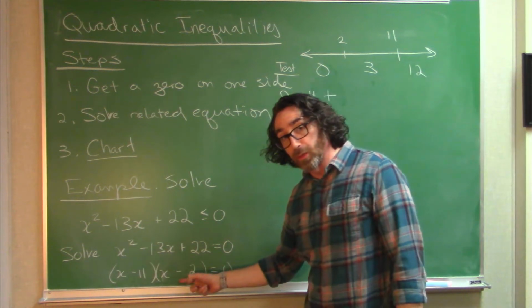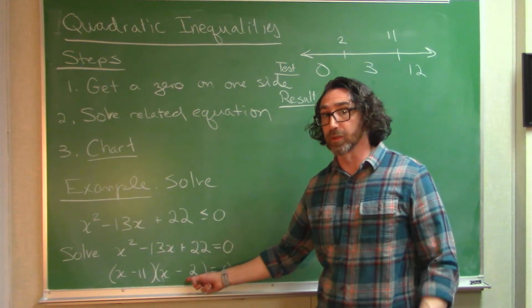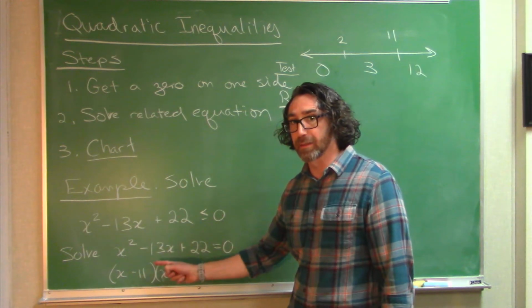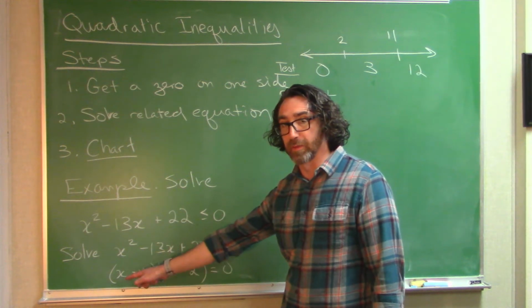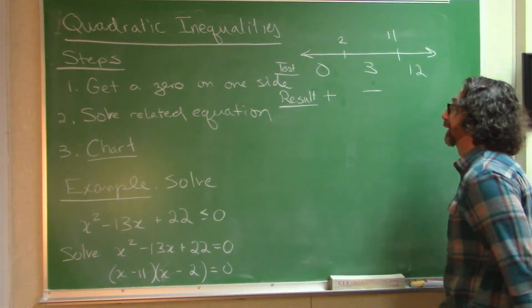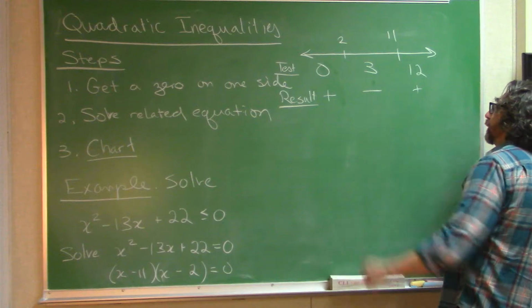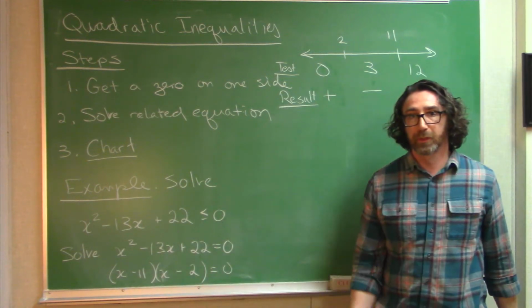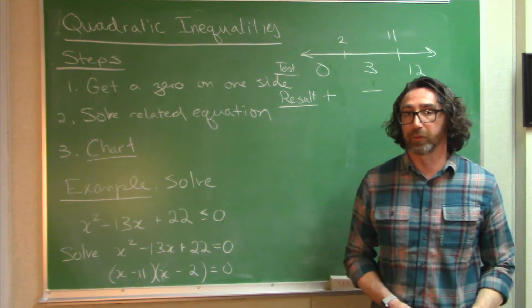Okay? Take this point, x equals 3. You plug it in here, 3 minus 2 is 1, it's positive. 3 minus 11 is negative 8, that's negative. So you have a negative times a positive, the resulting product would be negative. And you can do a computation there. If you plug in 12, you'll get positive times positive, so the resulting product would be positive.